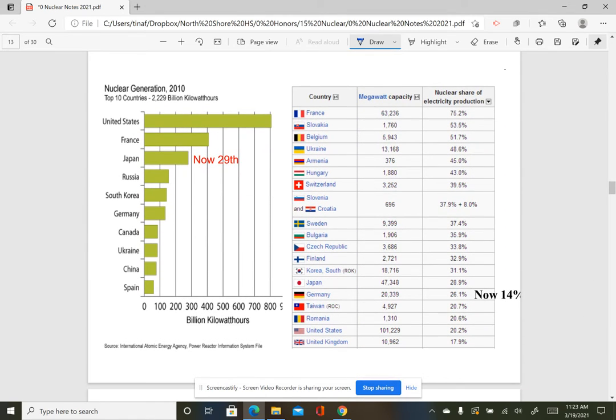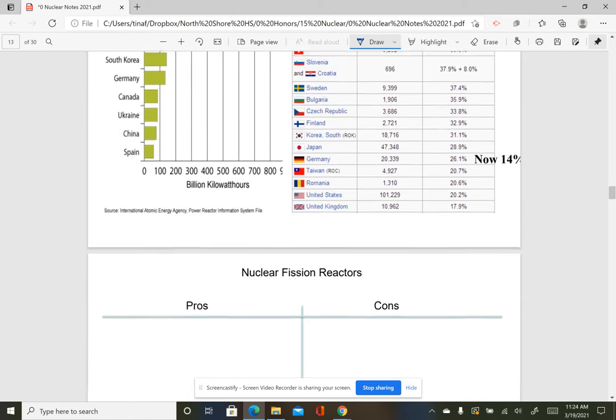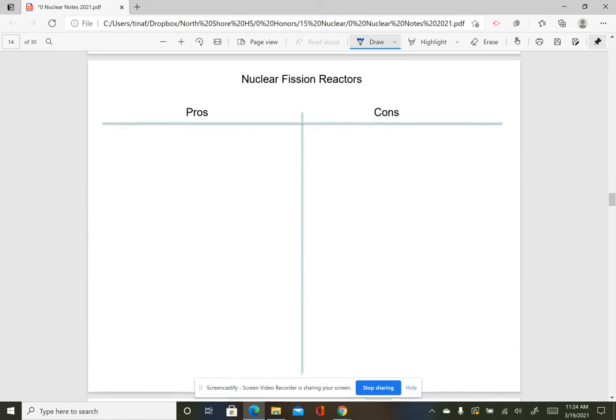Another chart that you guys are free to take your time and look at. Okay. Pros and cons to fission reactors. So I feel like as far as nuclear energy goes, people agree with it and people disagree with it, and there's definitely reasons for both sides.